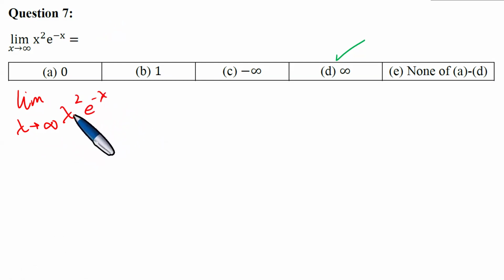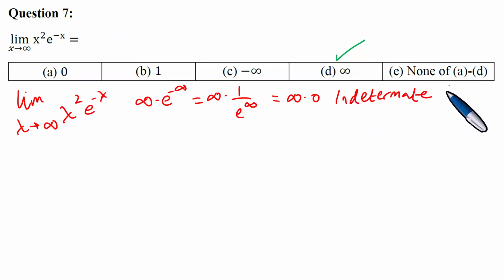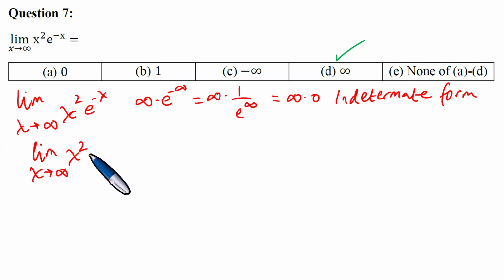If you take the limit here, the square is going to be infinity, and then e to the minus infinity is going to be 1 over e to the infinity, so this is infinity times 0. This is called an indeterminate form. Now, what is the limit as x approaches infinity of x squared e to the minus x?